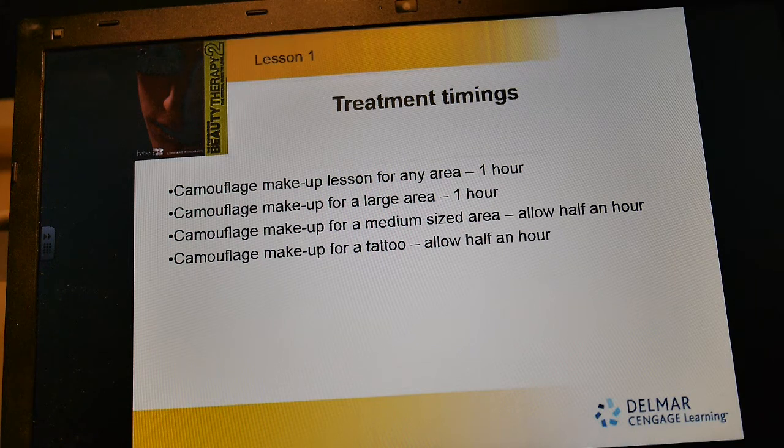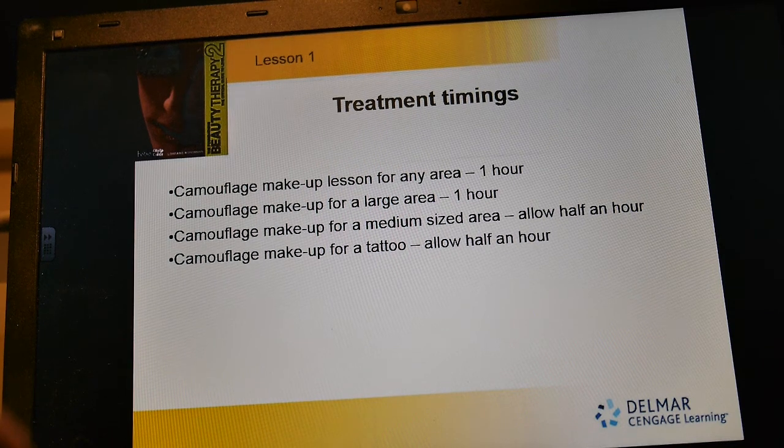Your consultation is probably the thing that's going to take the most time up: talking to the client, establishing the area, assessing the area, and the actual application isn't time consuming. It's more the probing, the questioning and the consultation techniques.